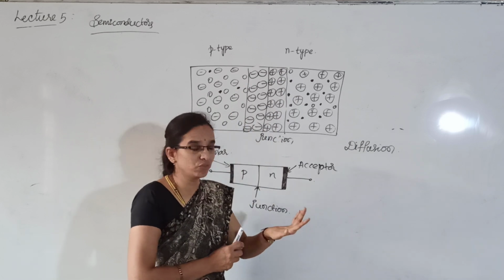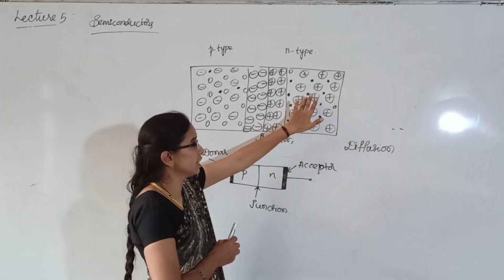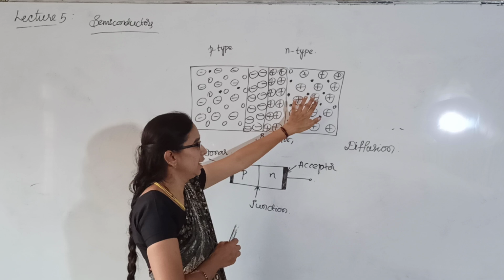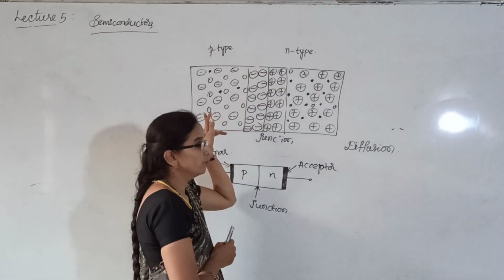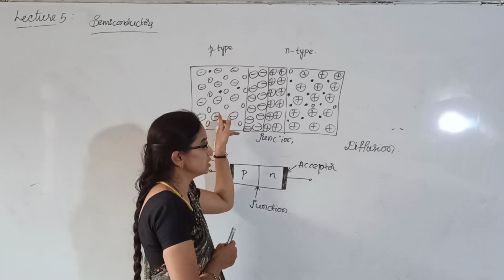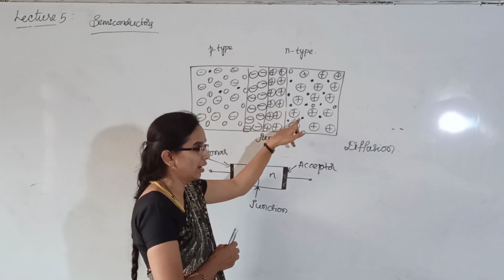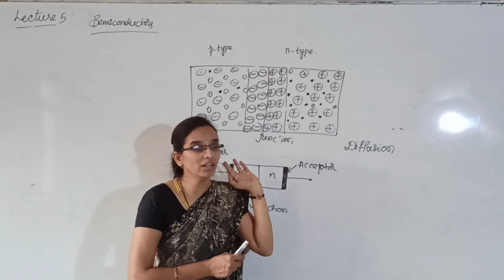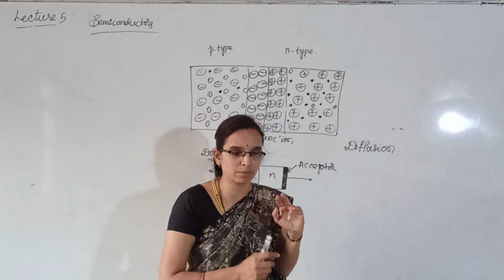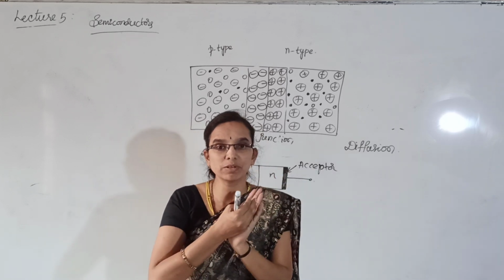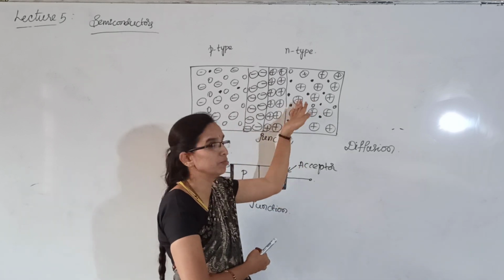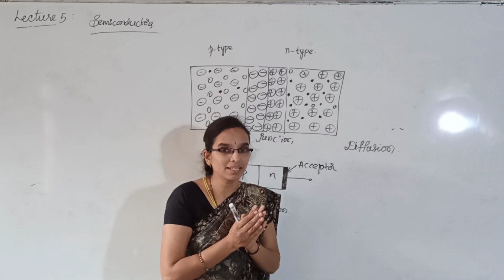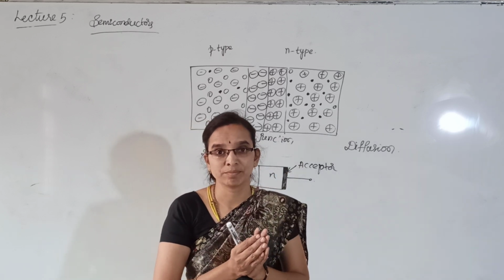When the p-n junction is formed, the majority charge carriers on the n side, the electrons, start moving towards the p-type, and the majority charge carriers on the p-type, the holes, start moving towards the n-type. Electron-hole recombination will take place. That means holes will be occupied by the electrons coming from this side. So that is called diffusion.